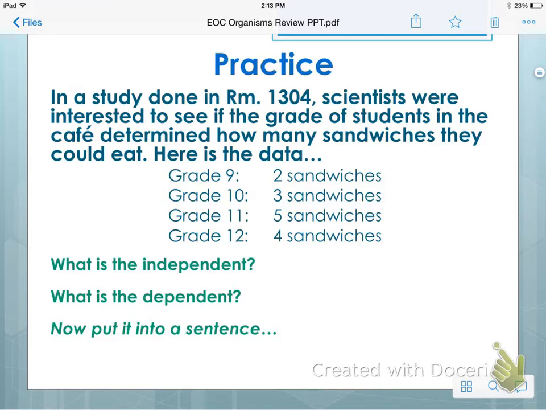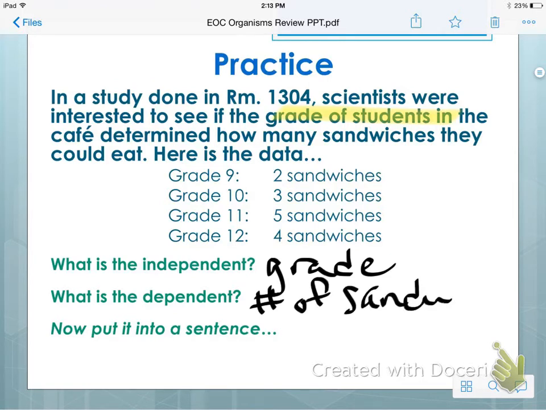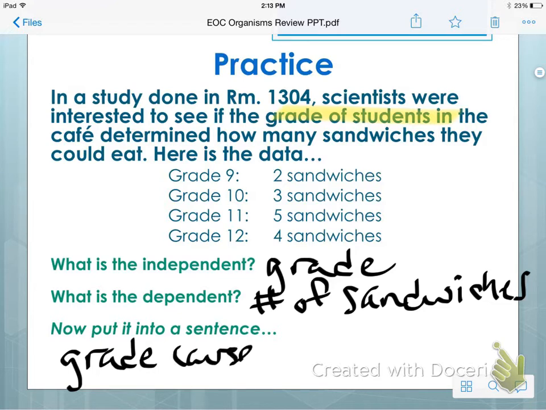So what do I change as the scientist? Well, I'm going to change the grade of the students. So I'm testing different grades. So grade. What's the dependent, or what are you measuring? Number of sandwiches. Now put it into a sentence. Grade causes a change in sandwiches.